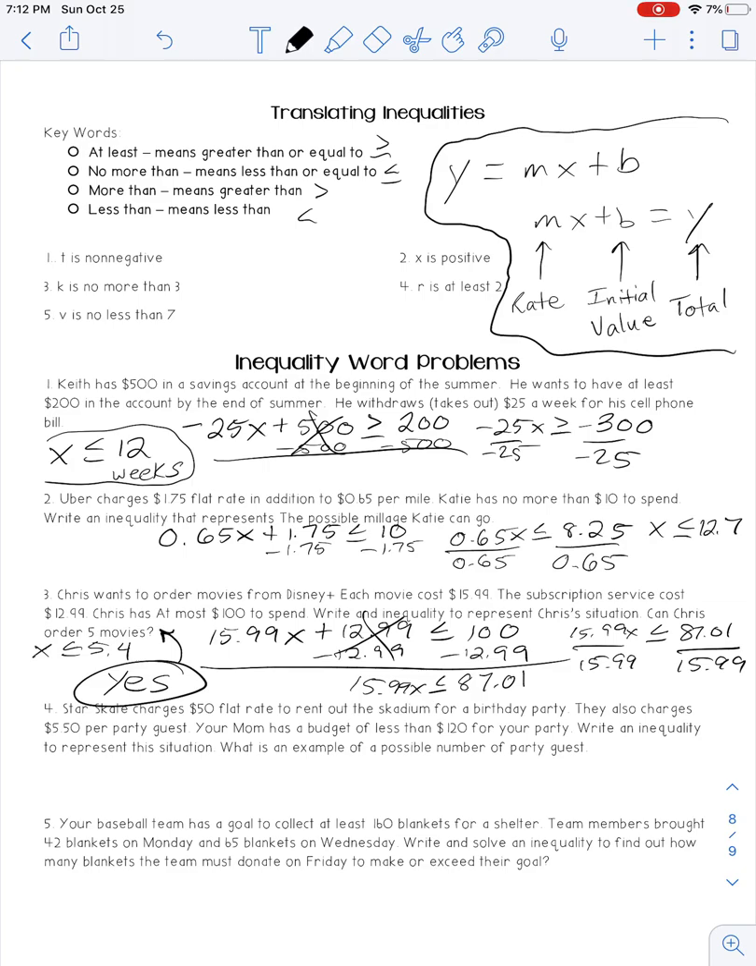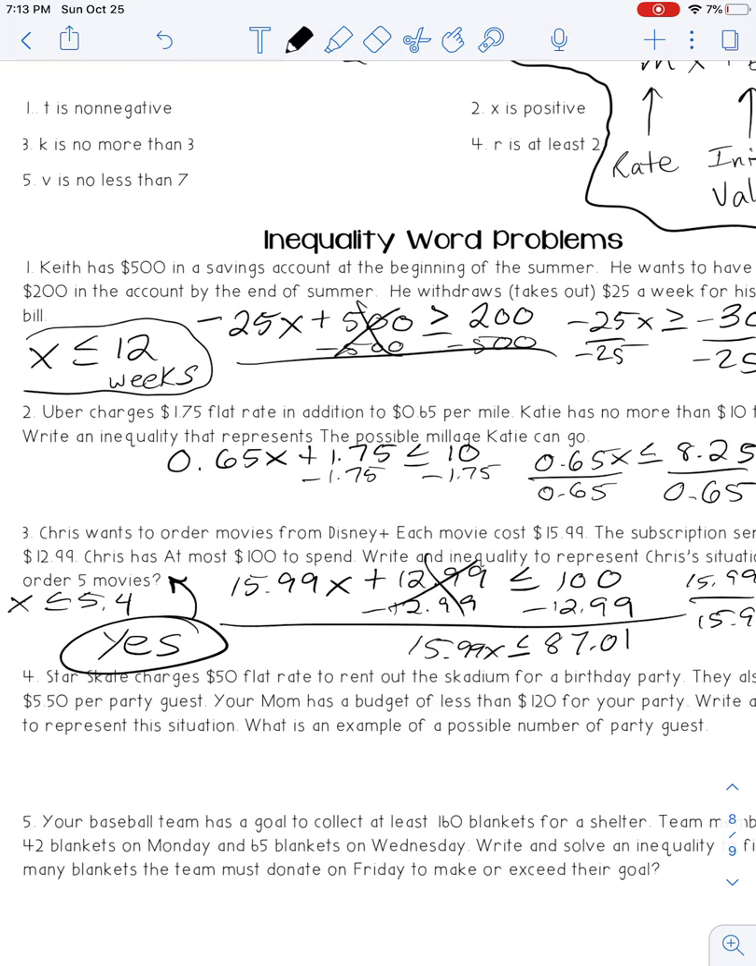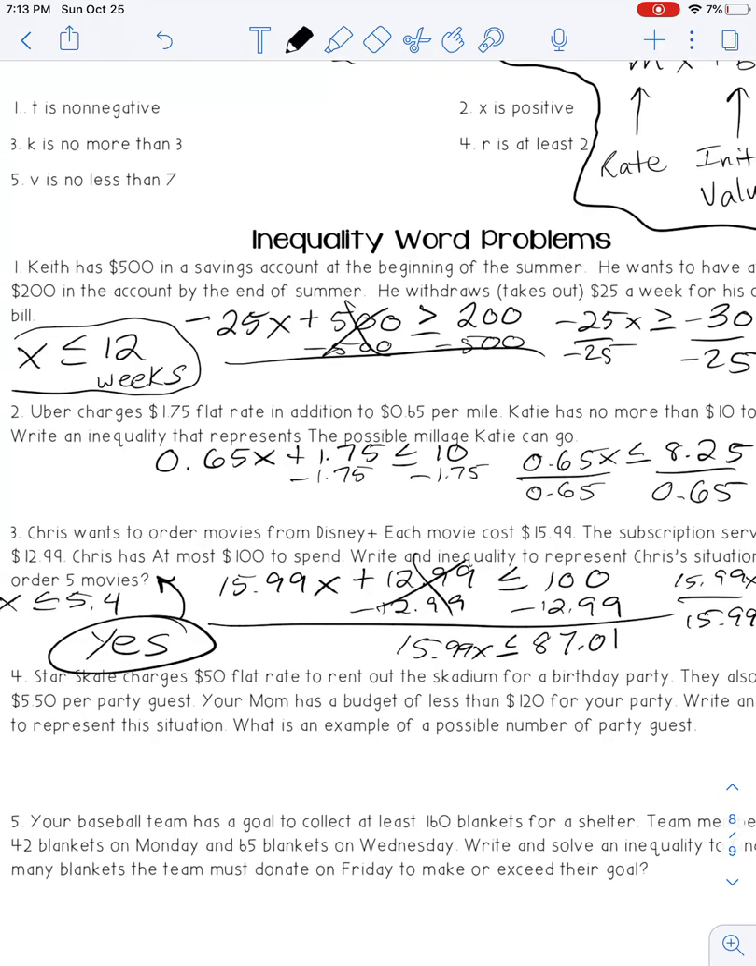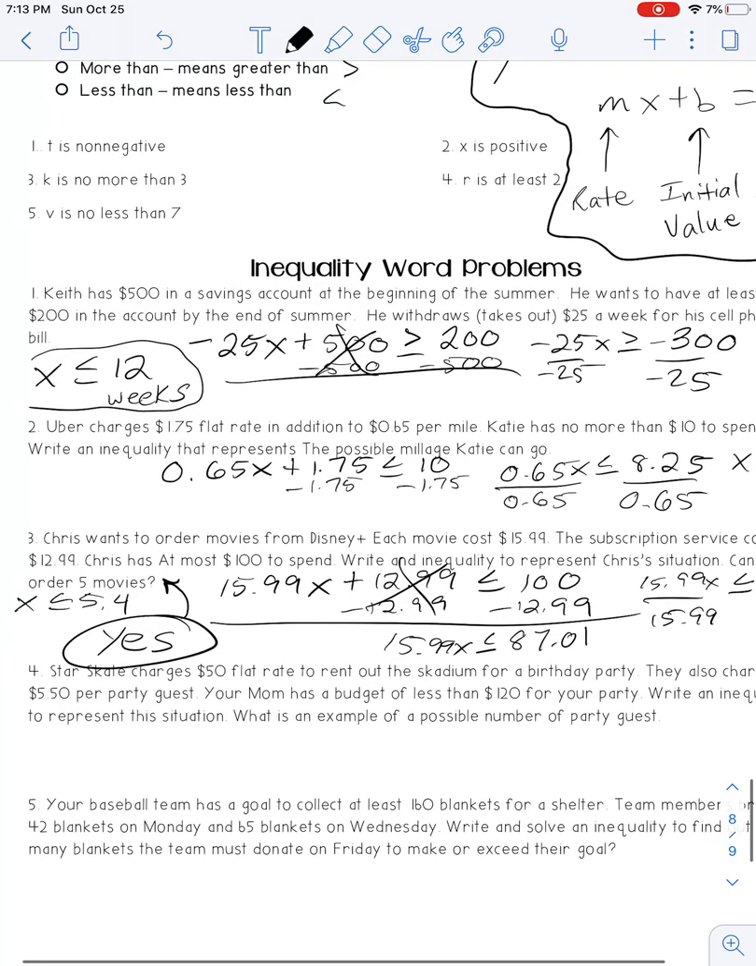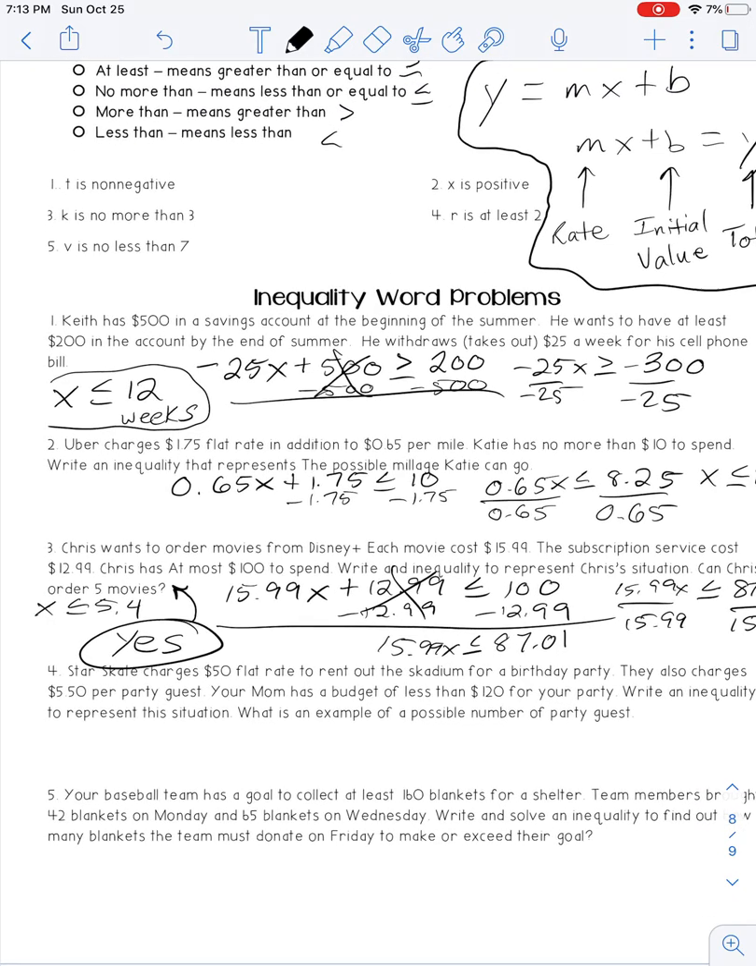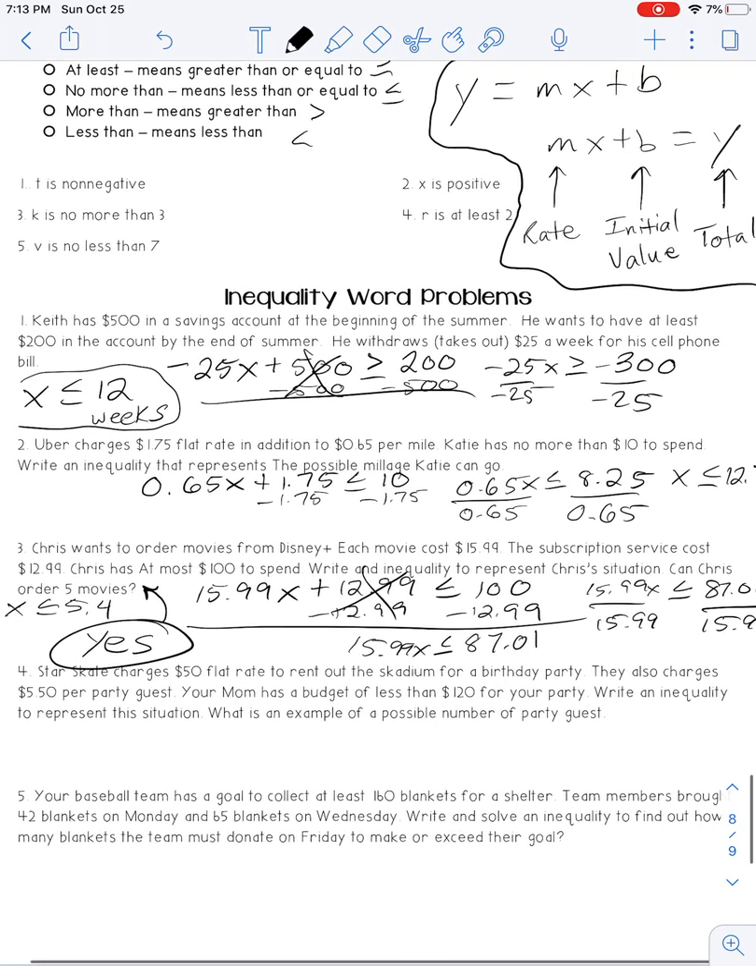All right, number 4. It says, Stargate charges a flat rate. So there's those words again, flat rate. All right, so we're assuming that's going to be an initial value to rent the stadium for the birthday party. I don't know if that's supposed to be stadium. I don't have any idea. Okay, there's a couple typos in here. I didn't make this, but we'll just roll with it.